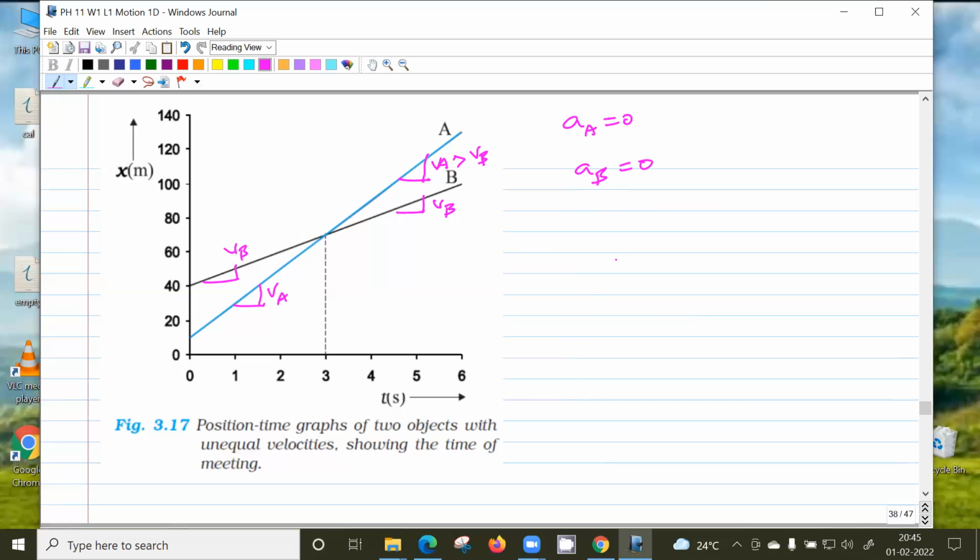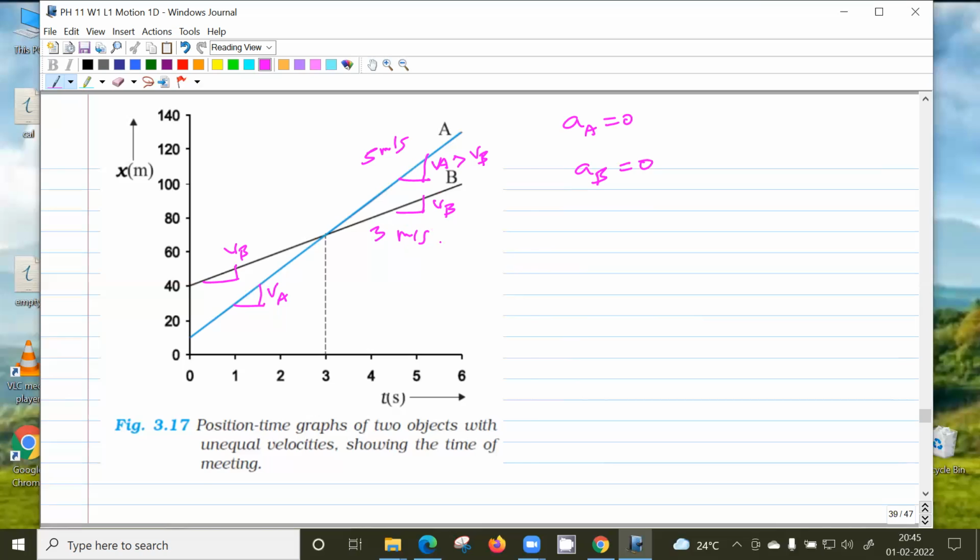They have the same acceleration, and that same acceleration is zero. Both are moving with uniform velocity. But the difference is, A is moving at, say, 5 meters per second and B is moving with 3 meters per second. The acceleration is zero, both are moving with uniform velocity, but the value of the velocity is different.